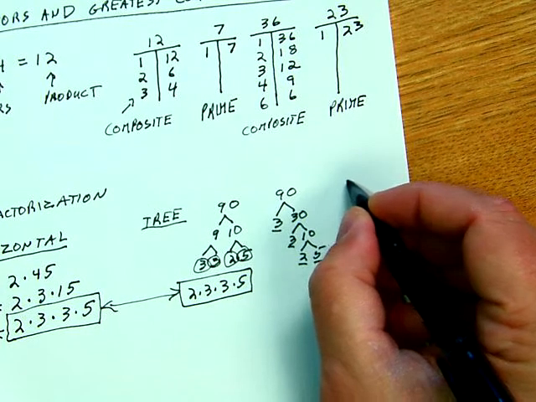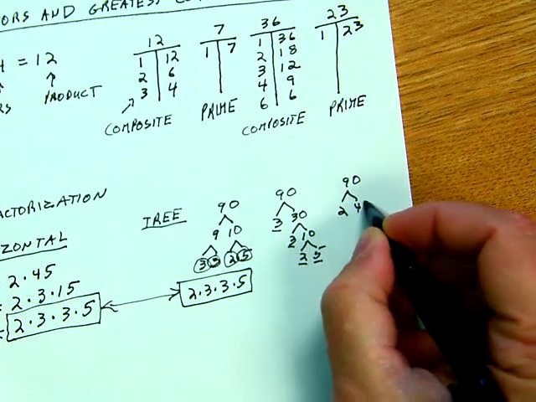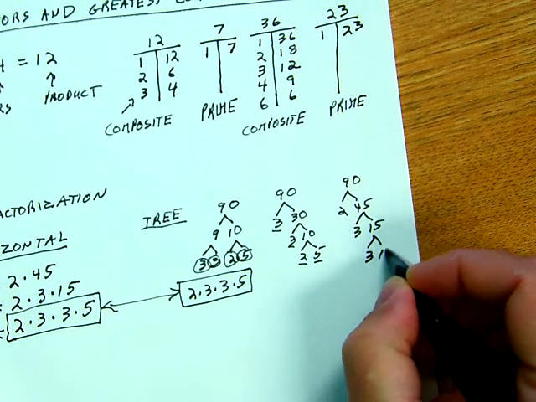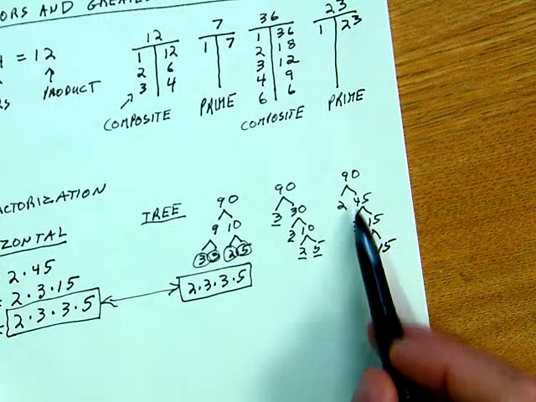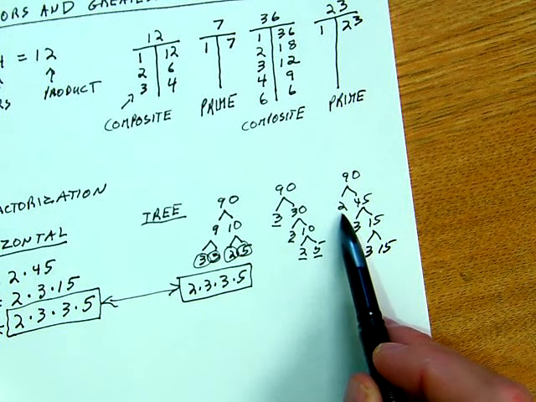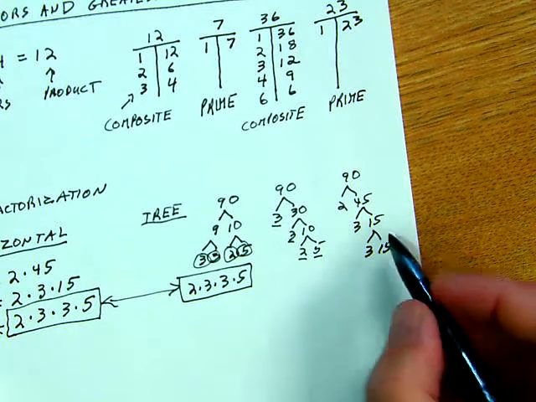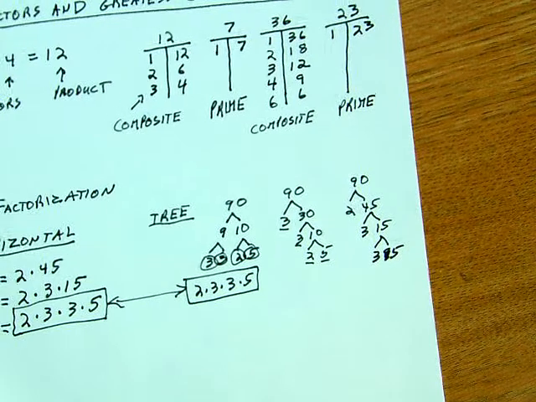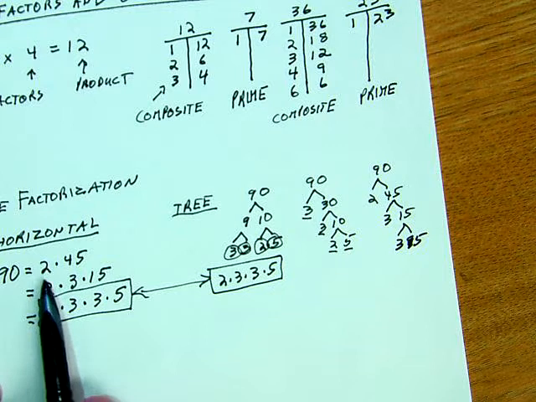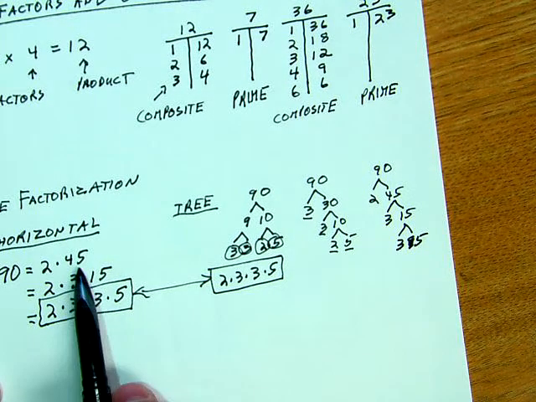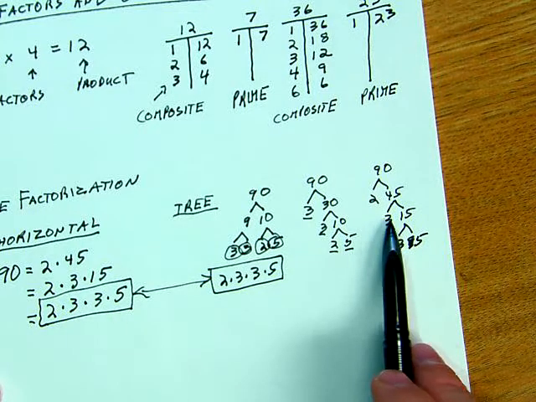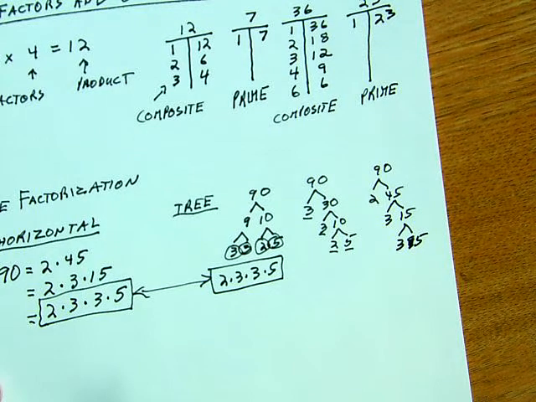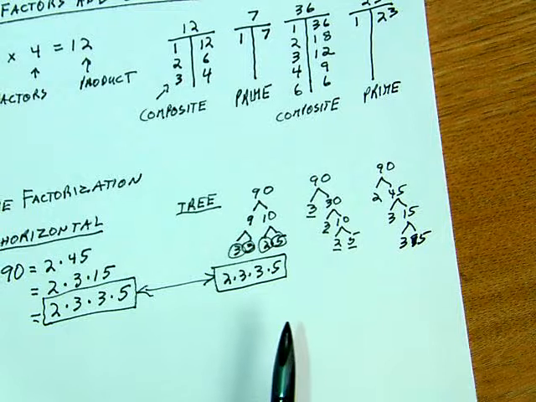Let's do it one more time. Let's say I did 90, 2 and 45, 3 and 15, 3 and 5. And you'll notice that when I did this one, all the numbers are in order. 2, 3, 3, 5. Okay? And that is actually the same thing we did horizontally. We went 2 and 45, and we broke the 45 down to 3 and 15, then we broke the 15 down to 3 and 5. Okay, but they all get the same answer. All right.